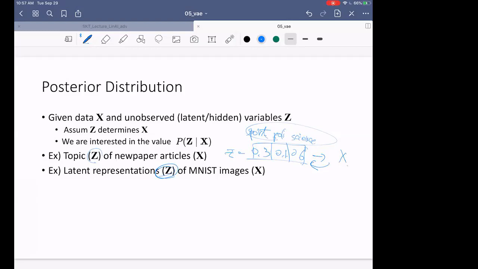So what you want to do is have a posterior distribution where you derive the latent representation given the MNIST image, which is essentially an encoder, right? Because the encoder derives the latent representation given X. Yeah, so posterior distribution. You want to estimate, or learn, the posterior distribution for these kinds of purposes.